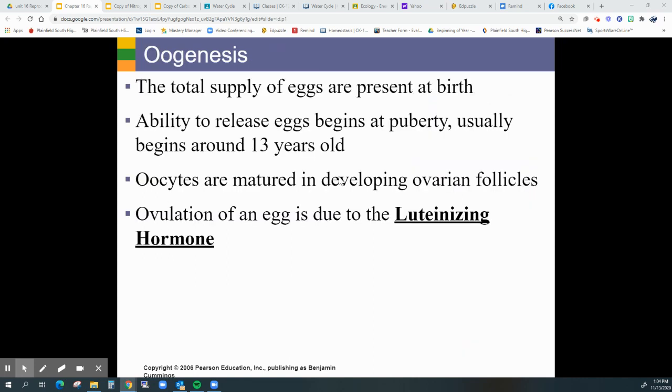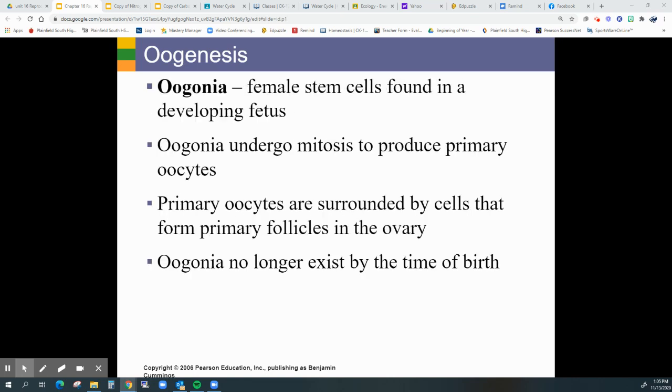All right. Last little bit here about female anatomy is oogenesis. So this is the production of egg cells. All right. So the total supply of eggs that a woman has is present at birth. They don't grow any more eggs after birth. The ability to release those, though, doesn't start until they hit puberty. So usually somewhere around age 13, a little before, a little after. And then oocytes are matured in a process in developing ovarian follicles that we looked at a little bit earlier. This whole process is driven by the hormone called luteinizing hormone, or LH. All right.